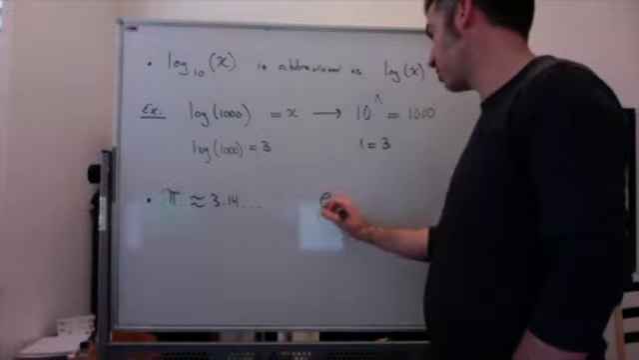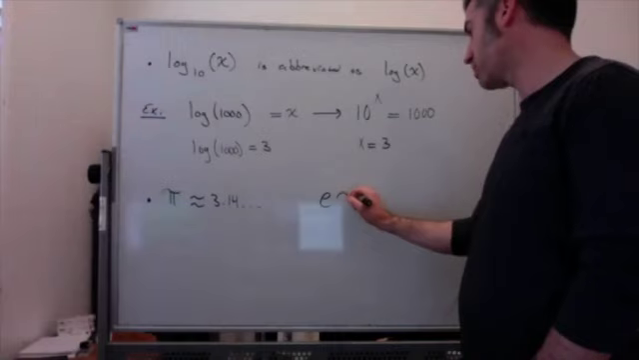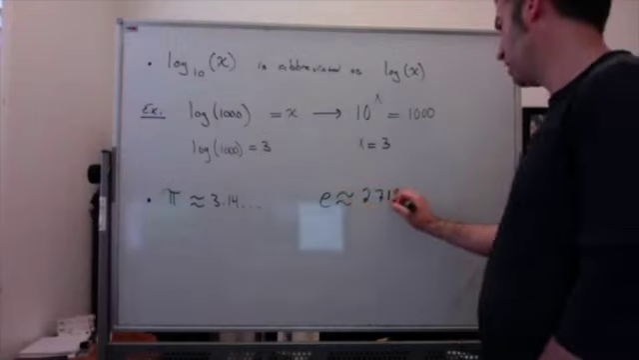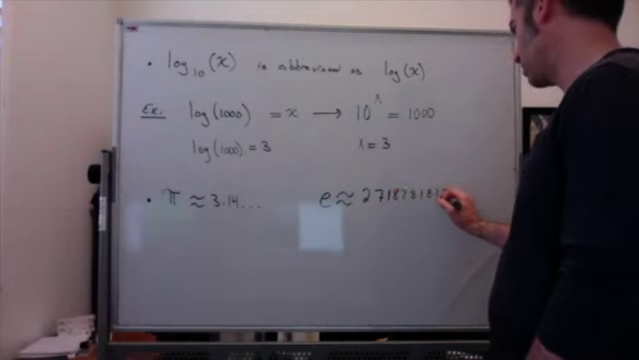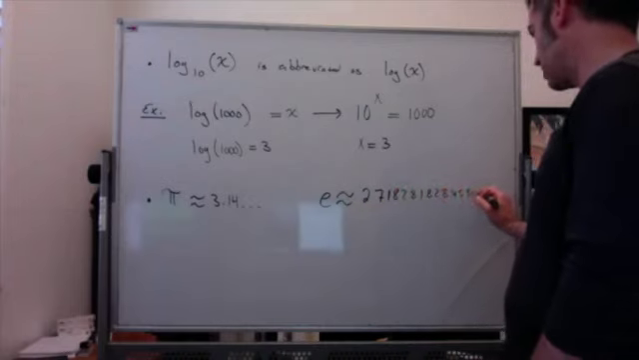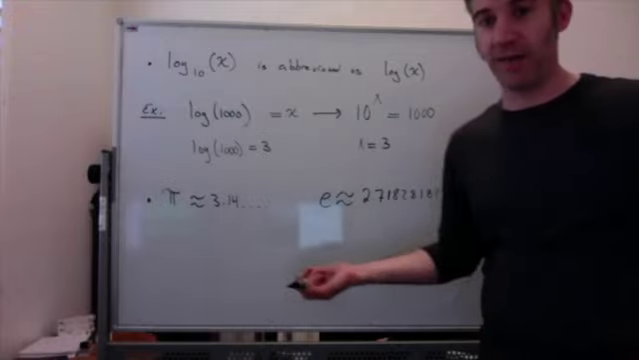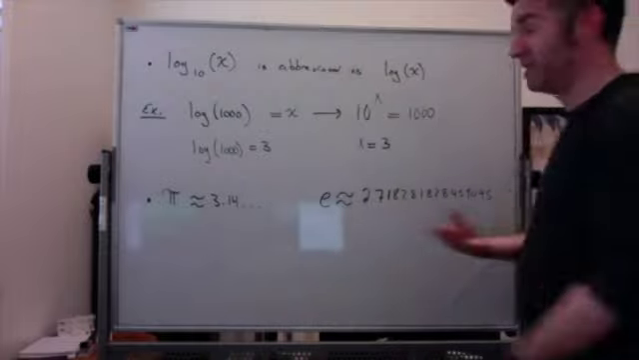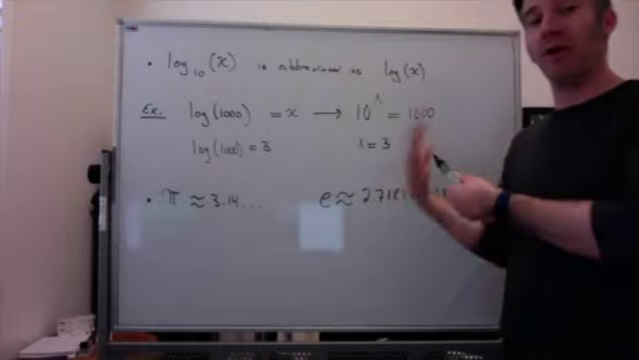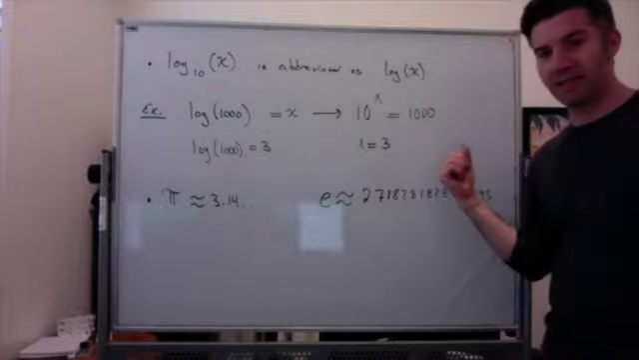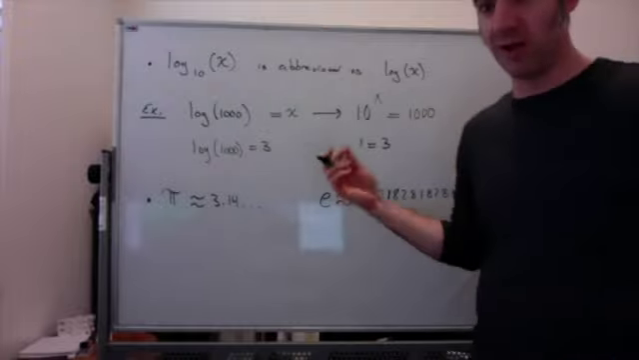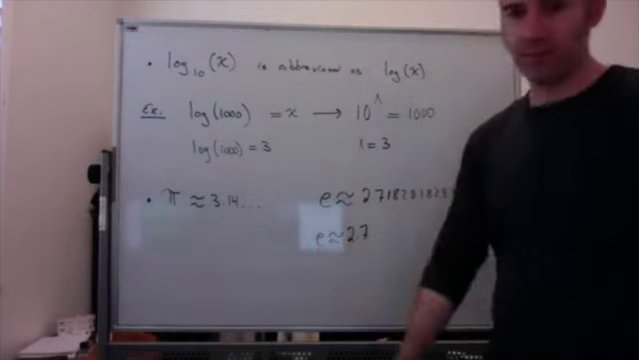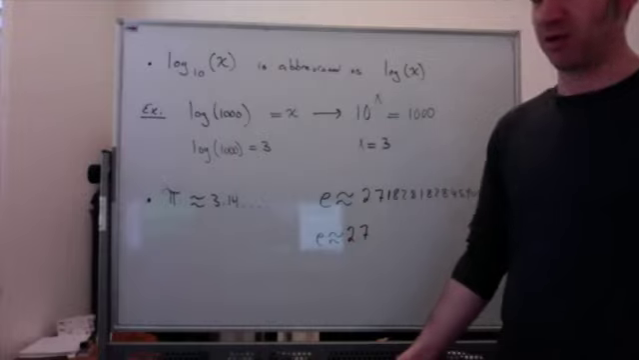There's another important number, e. And e is approximately 2.71828. This is the only number I know any digits of. So I always feel like I have to show off, right? Like, oh, wow, big deal. He knows 10 digits of a number. But this is the one thing I know. E is approximately this. But really, all you need to know about e is that it's approximately 2.7. It's between 2 and 3. It's a little bit closer to 3.